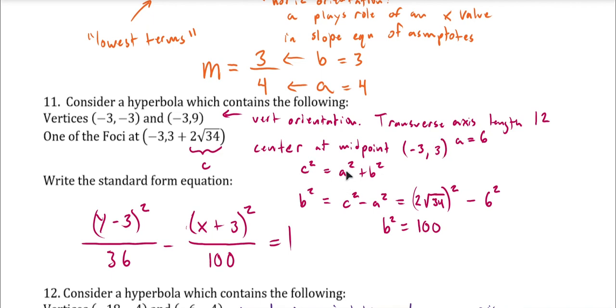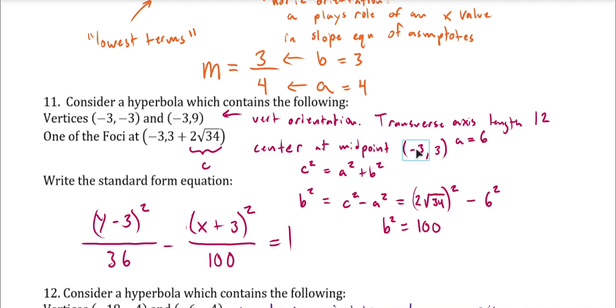We take a look at this Pythagorean relationship, and we can solve it for b squared, and plugging in our values, we find that b squared is 100. So that gives us our a, our b, our h, and our k. That's enough to write the standard form of the equation.